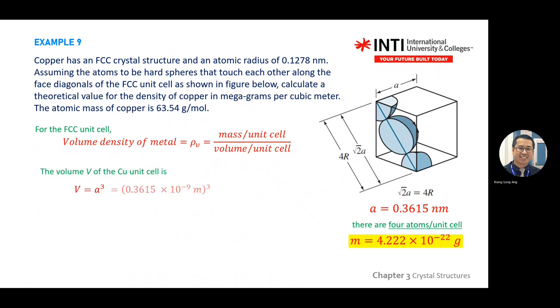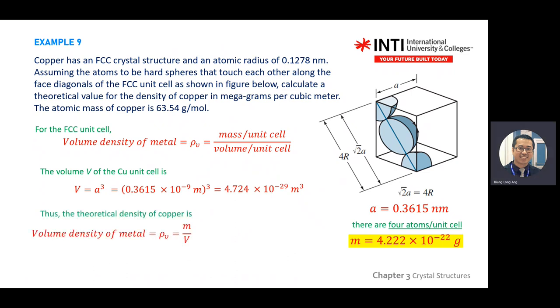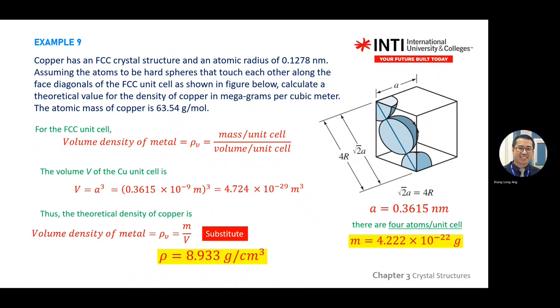So volume, you know that volume is a cubed. You're given the a there. Okay, a is what you just calculated. You take this one to here, you substitute, you get a equal to 0.3615. You substitute inside there. So for volume, you get 4 point something. So theoretical density, you take M divided by V, you get 8.933 gram per cm cubed. Okay, this is how you do it.